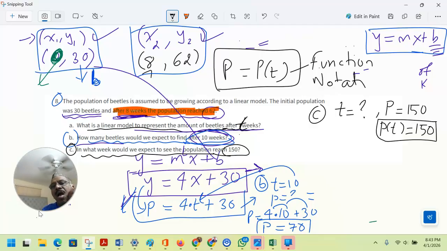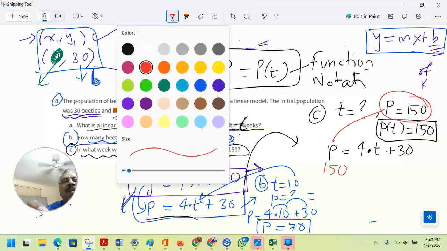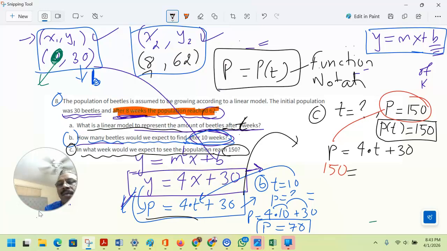Okay, so now let's see. The equation is right here, so let me write this equation back again. P is 4t plus 30. So all you do is plug in this 150, it will go right here, 150 equals 4 times t plus 30, and you have to solve for t.